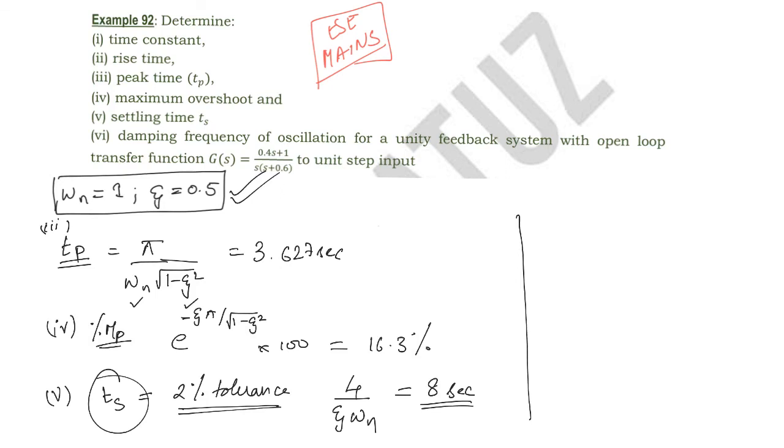The last one is the damping frequency of oscillation, that is omega d. This is equal to omega n into root over 1 minus zeta square. If you substitute these values, you will get 0.866. This will be in radians per second.